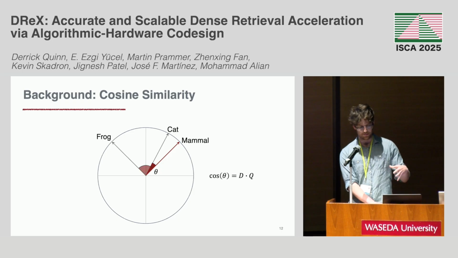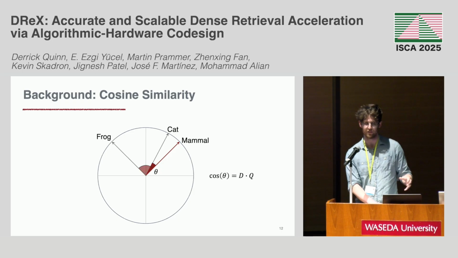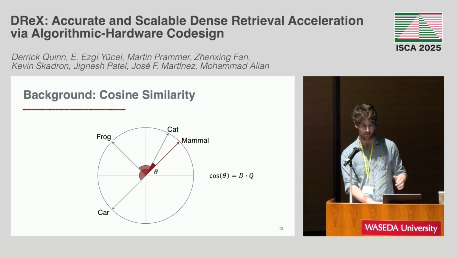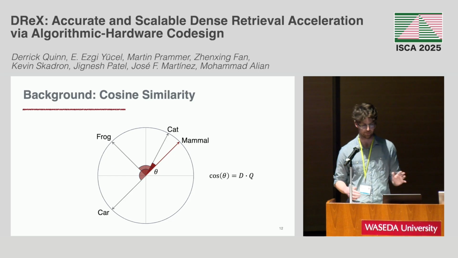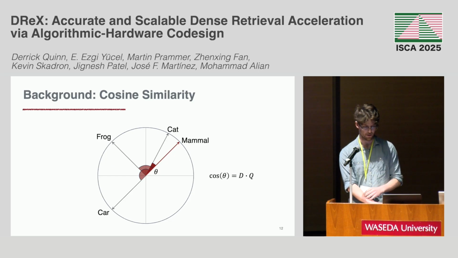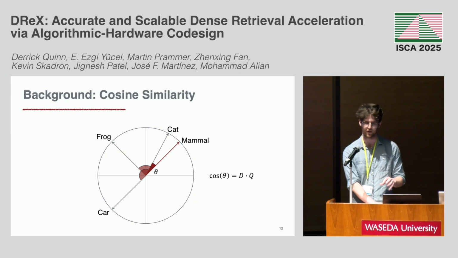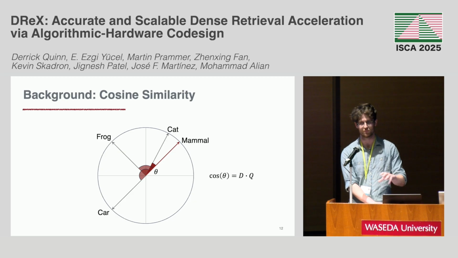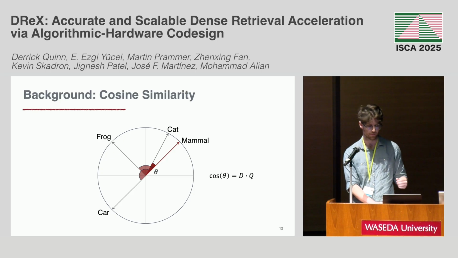You can see that a frog has a much bigger angle and it'll be a lower dot product, and a car is a completely different thing, not even an animal. So the angle is a lot larger, the dot product's a lot smaller. And we'd like to be able to filter out some of these documents that we know are irrelevant so that we don't have to do this full dot product.